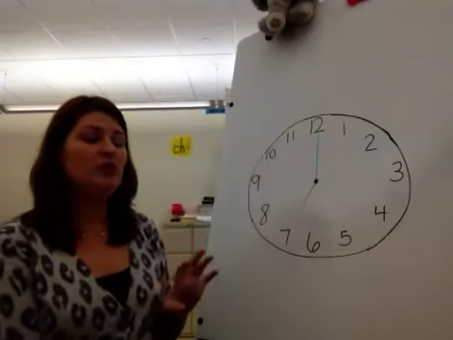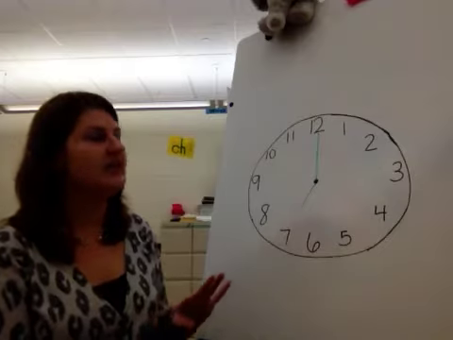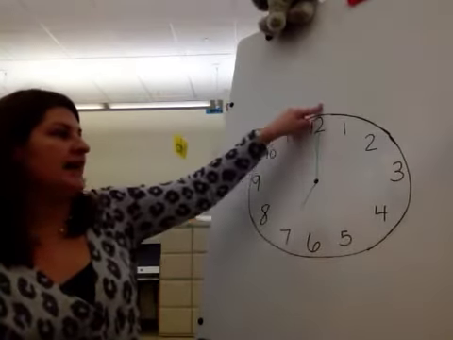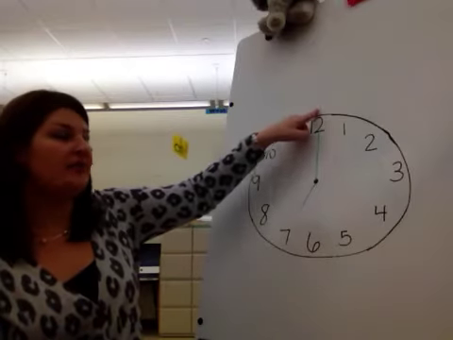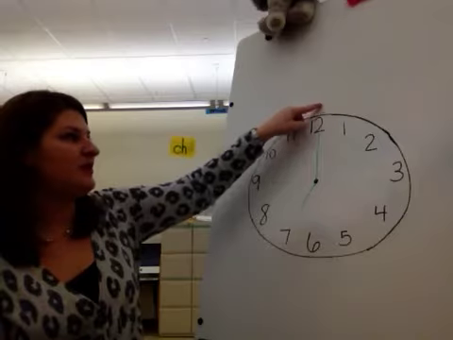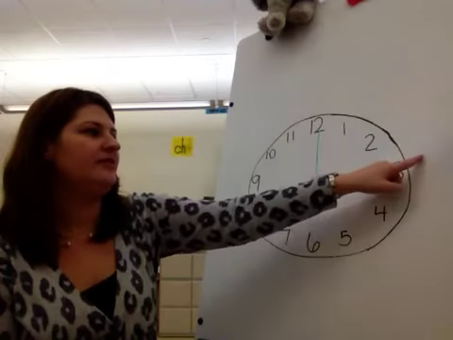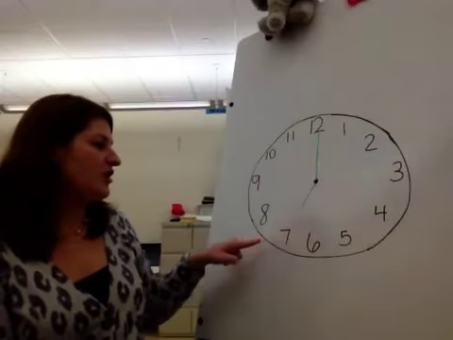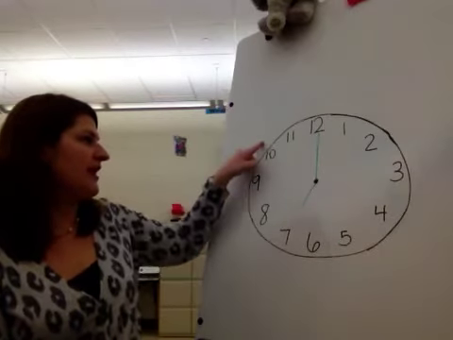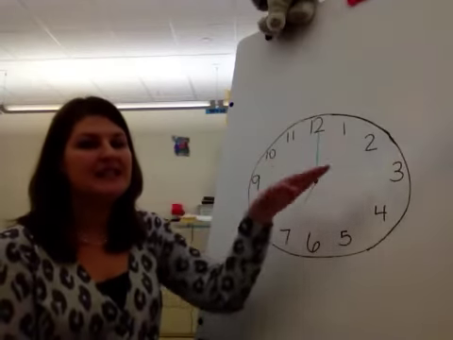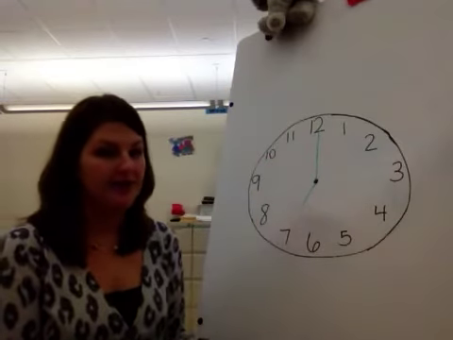Now, we want to figure out how many minutes are in an hour. We're going to go all the way around the clock one time. We're going to start at the 12 and go to the 1, and we're going to count by fives. So count by fives with me. 5, 10, 15, 20, 25, 30, 35, 40, 45, 50, 55, 60. So there are 60 minutes in 1 hour.